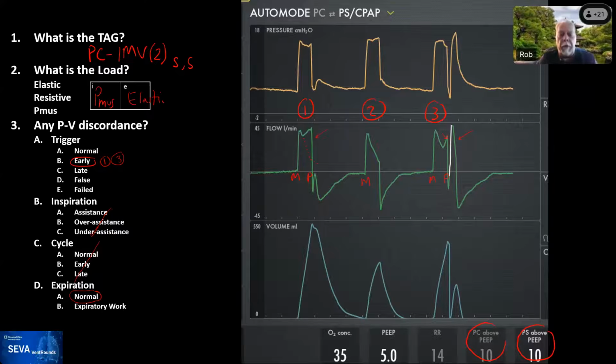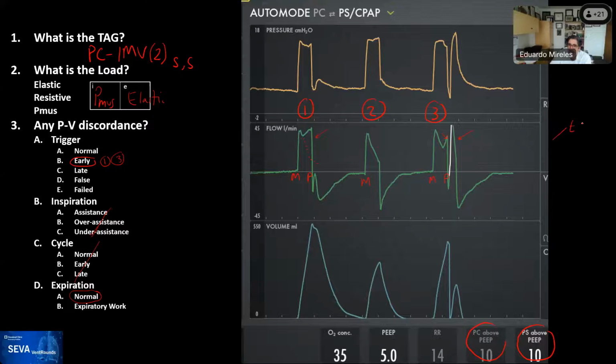That's correct. And this also serves as a reminder that when you have a double trigger, or breath stacking, as some people call it, or multiple trigger, as we call it, there are three main causes: early trigger, which you're seeing right here, early cycle, and false trigger. Those are the three common causes of this anomaly that you see here.